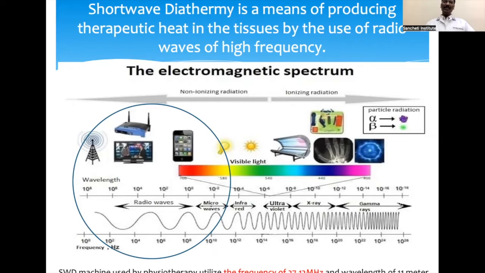These radio waves are present in the high frequency part of the electromagnetic spectrum. If you see the electromagnetic spectrum, the high frequency part is related to the radio waves, and short waves are one of the components of these radio waves. The medical authorities have dedicated a frequency of 27.12 megahertz with a wavelength of 11 meters for shortwave diathermy. So we have two or three frequencies dedicated for our shortwave diathermy machines. The most commonly used one is 27.12 megahertz.